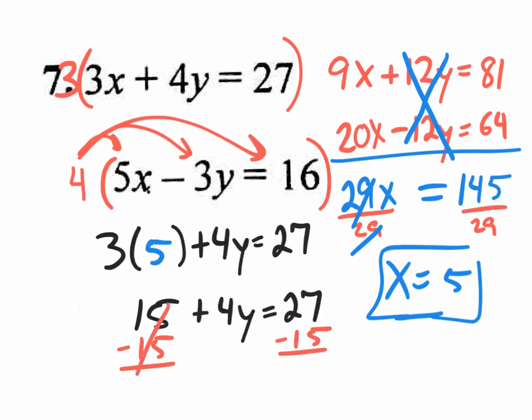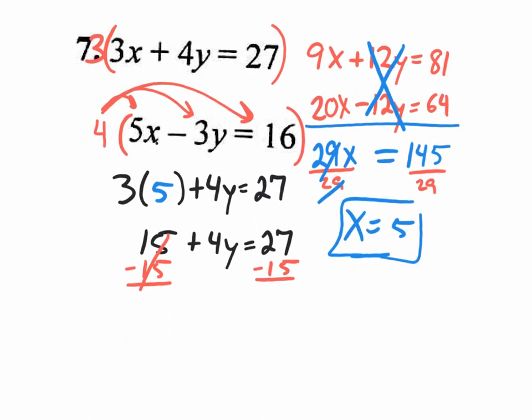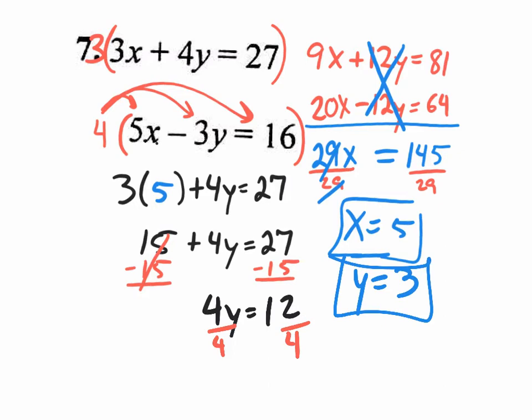and I'm going to end up with 4y equals 12. So my final step would be to divide by 4, which means y equals 3. So my answer to the system as an ordered pair is the x value 5, the y value 3. Of course, if you have more time, plug it back in to double check your answers.